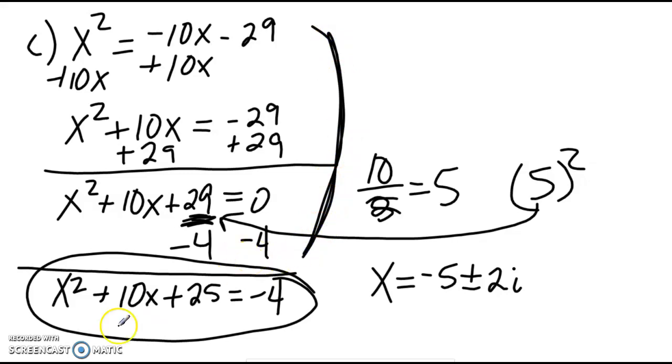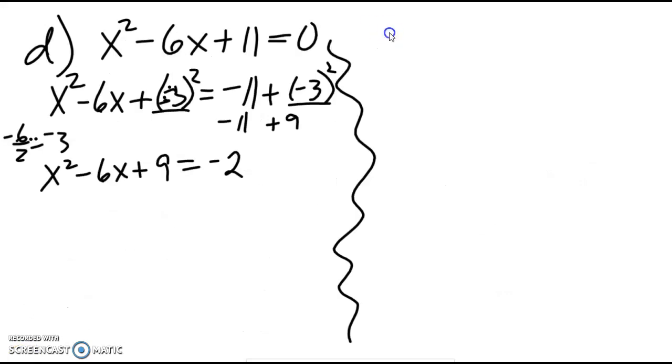Okay, so let me see if I can come up with one that is like this that you can try either way. I'll work it out both ways for you. And then we'll come back to B eventually. Everybody good? All right, so the second way I've got x squared minus 6x plus 11 equals 0.